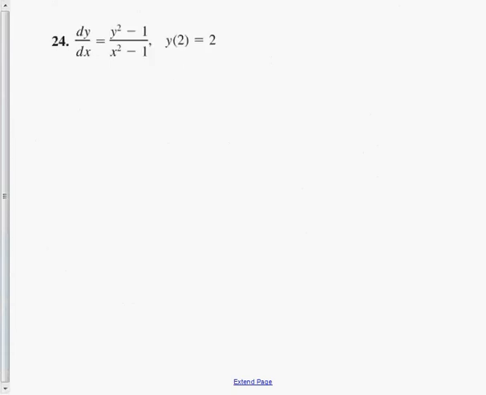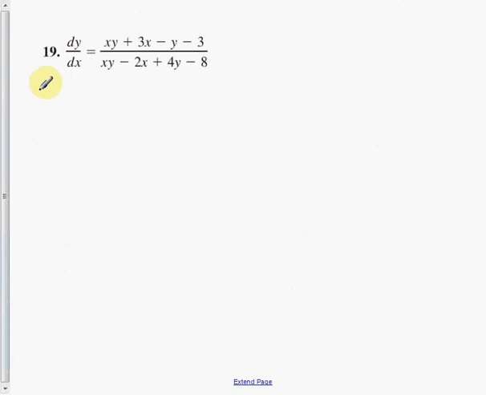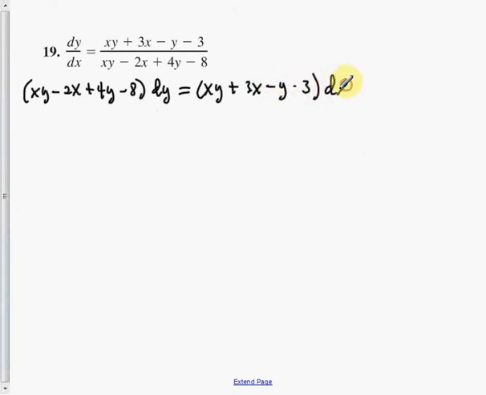This is number 19. That's number 24. Let me look at 19, but my goal is to do 24, and then I'll be finished with this section. Then I have a problem for you to do. And then we'll go home. Let's look at number 19, I'm sorry. So we're going to multiply both sides by dx, multiply both sides by this denominator here as well. So when you do that, we have xy minus 2x plus 4y minus 8, all times dy, and that's equal to xy plus 3x minus y minus 3, dx.